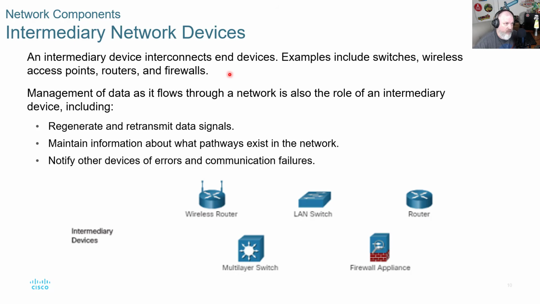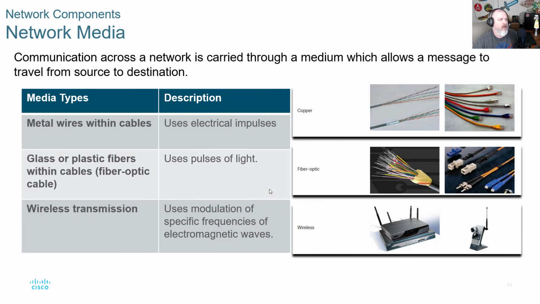Management of data as it flows through a network is also the role of the intermediary device. They can retransmit the signals. So if a signal's getting weak, coming to the switch, it takes the signal and retransmits it and sends it back out at a good signal strength so that it doesn't get lost. They can maintain information about what pathways exist, and they notify other devices of errors and communication failures.